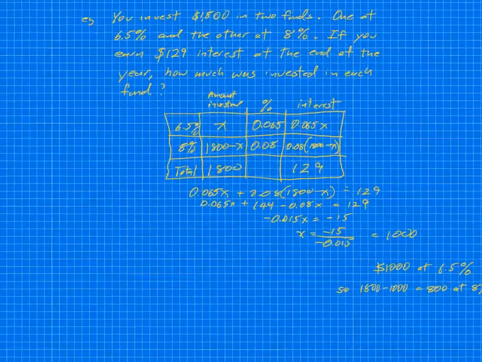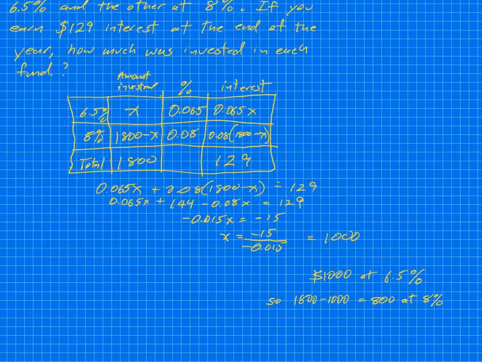The final answer, after I finish all that math, is going to be 6%. We have 1,000. Get that from solving for x at the bottom. And then what I do is take the 1,800 minus that 1,000, for the $800 that was invested at the 8%.